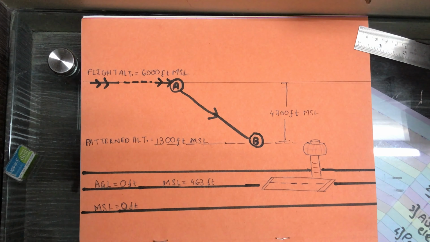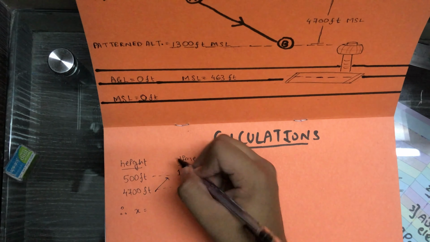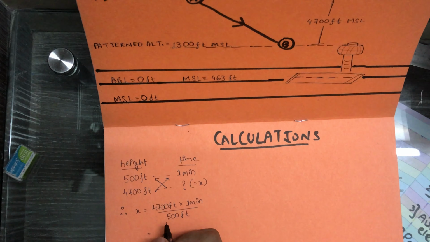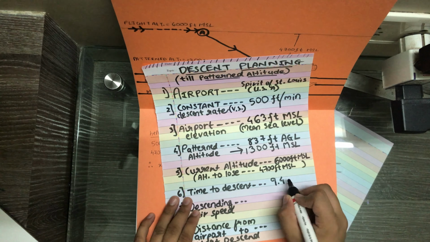Now we need to know how much time we will require to reach the pattern altitude. Now, as we will be descending at a vertical speed of 500 feet per minute, that is, in every minute we will descend a total of 500 feet vertically. So how much time will it take to descend 4700 feet? Let's check out. So let's divide 4700 feet by 500 feet, which gives us 9.4 minutes.